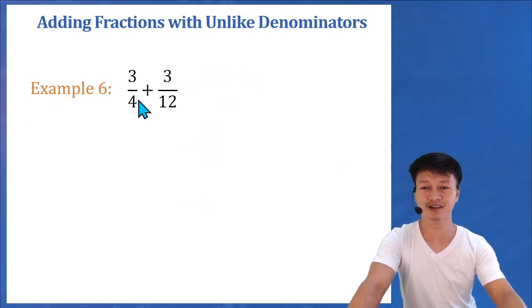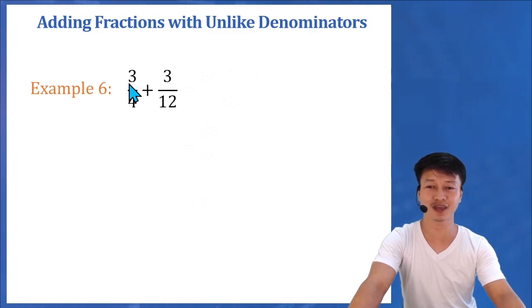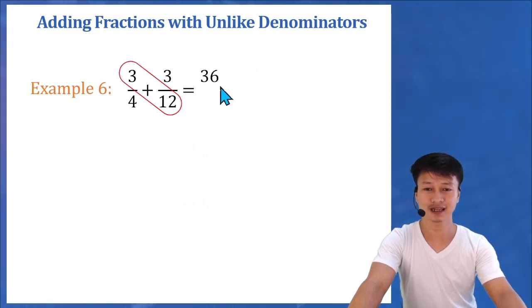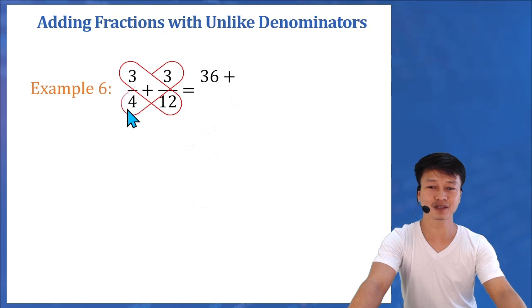Okay, so this time, butterfly method muna tayo. We have 3 times 12. That will give us 36. Plus, because our operation is addition, so it must be addition also. So we have 3 times 4, and that will give us 12, over the product of the denominators, 4 and 12, is 48. So we have now 36 plus 12 over 48.